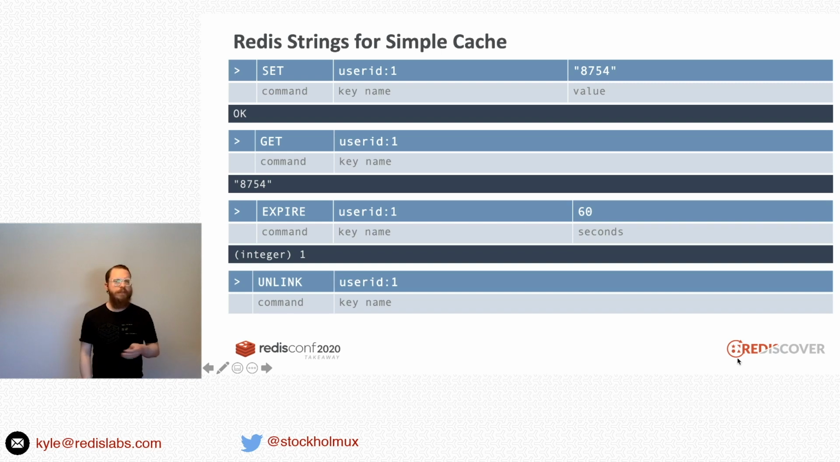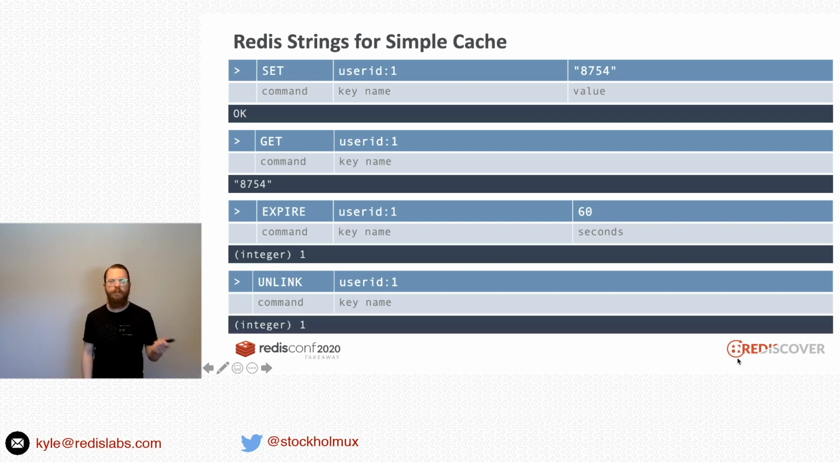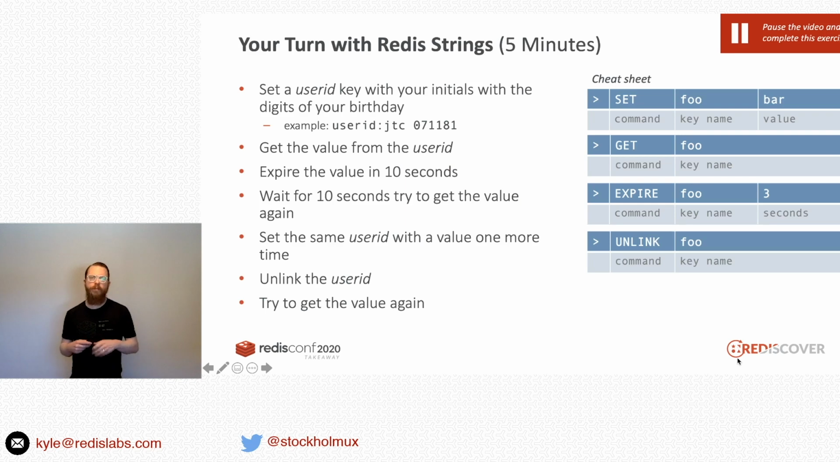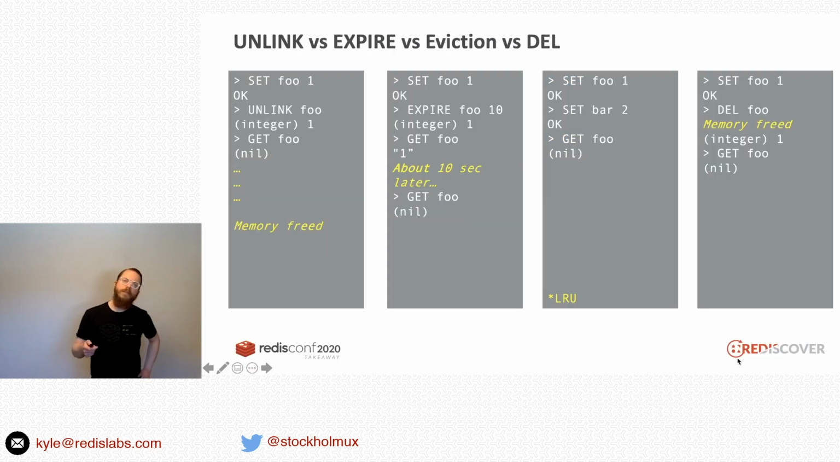Then we have unlink. And unlink is pretty simple as well. This actually removes data. So we're going to specify unlink as our command, and our first argument will be the key name. And it will respond back 1 that it's done so. Now, there's 4 different ways data tends to go away in Redis.